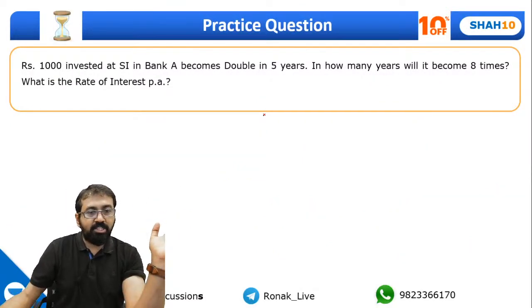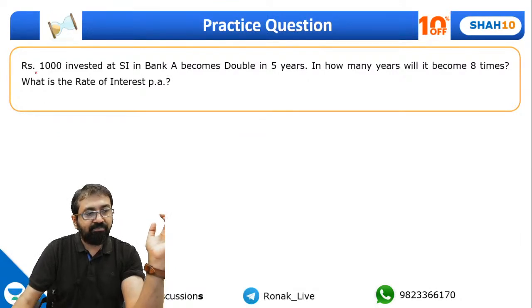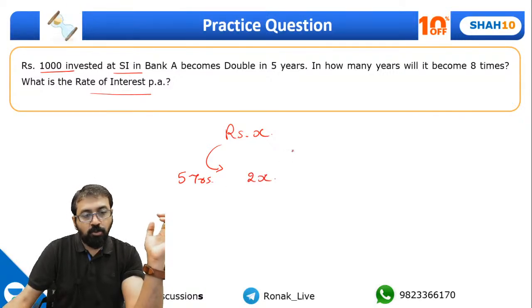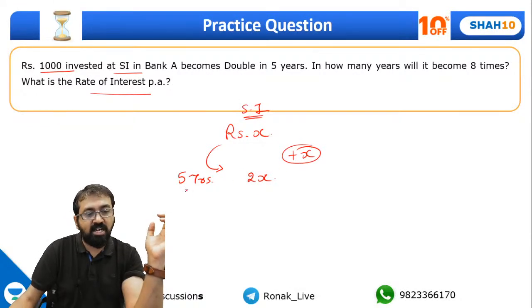Now comes this question which we had discussed yesterday. Rupees 1000 invested at SI in a bank A becomes double in 5 years. In how many years will it become 8 times? And what is the rate of interest? Guys, just to reiterate, if I invest rupees X, it becomes 2x. Double means 2x in 5 years. So please understand, X rupees interest is added if this is simple interest. This is given as simple interest. So X rupees interest added in 5 years.